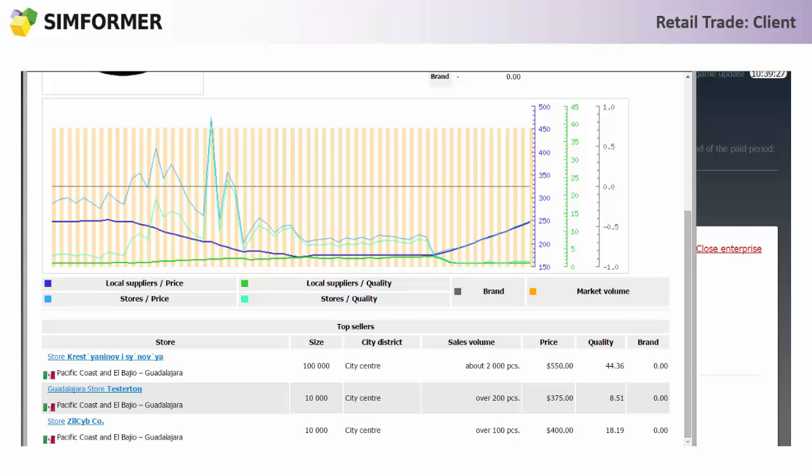With this, you can define your client and also have a direct impact on the retail business strategy you are forming.